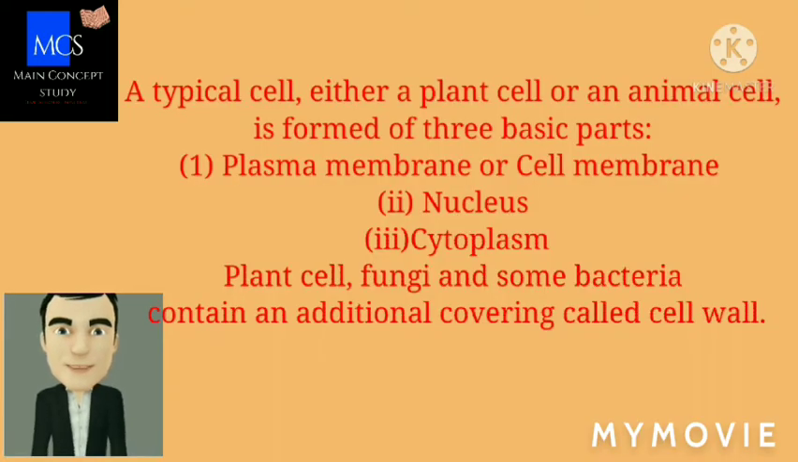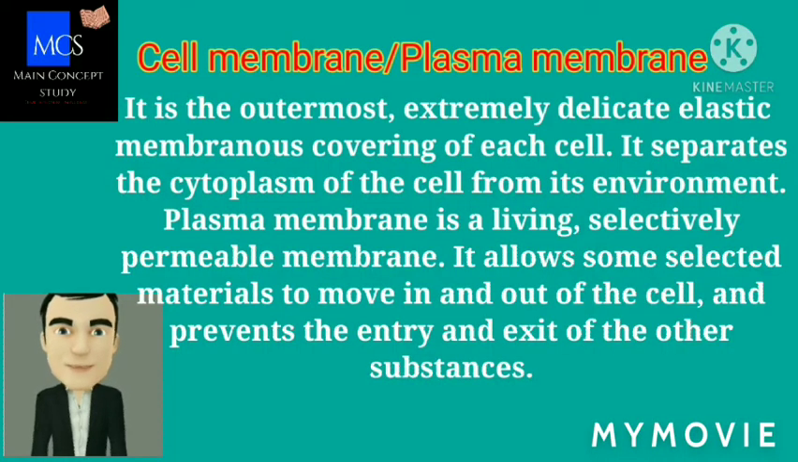A typical cell, either a plant cell or an animal cell, is formed of three basic parts: plasma membrane or cell membrane, nucleus, cytoplasm. Plant cells, fungi and some bacteria contain an additional covering called cell wall. The plasma membrane is the outermost, extremely delicate, elastic membranous covering of each cell. It separates the cytoplasm of the cell from its environment. Plasma membrane is a living, selectively permeable membrane.